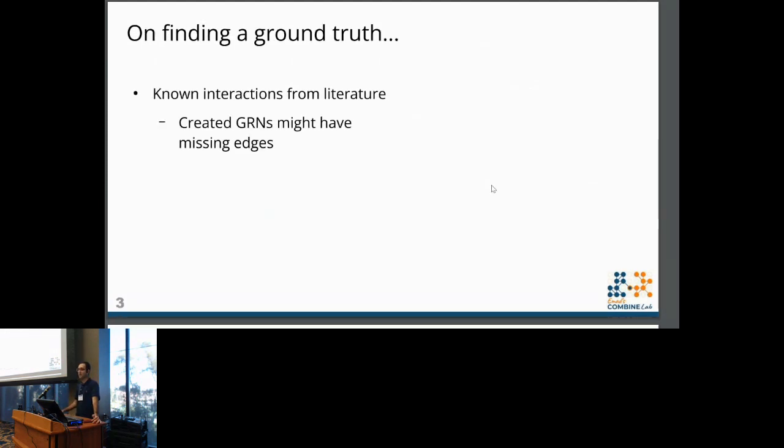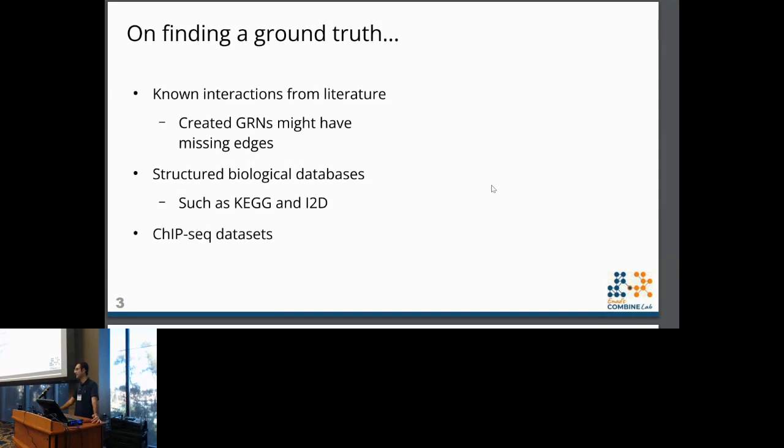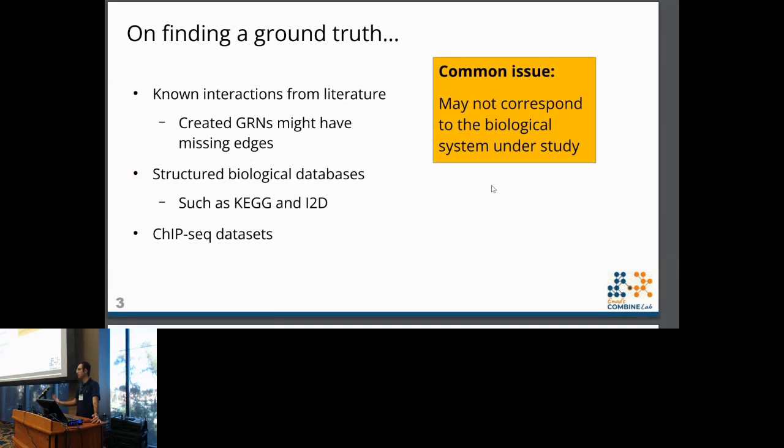And here's where we face a challenge, because how do we come up with this ground truth GRN? Well, we could try to curate interactions from literature, so either manually or through text mining. That's very prone to error. For example, you might end up with GRN edges that are missing. Or we could rely on structured biological databases of interactions or on ChIP-seq data sets. But the common problem with all these ways of aggregating interactions into a GRN is that the final GRN might not even correspond to our biological system under study. Because as you know, gene regulation is very context dependent and also cell type specific.